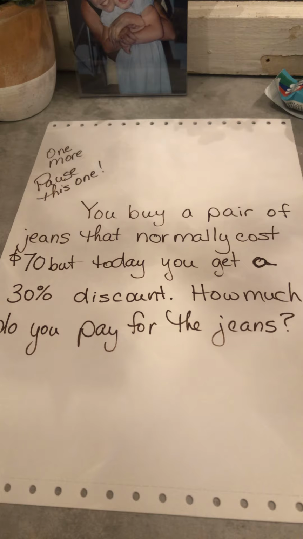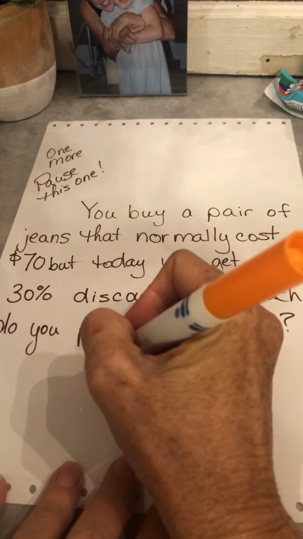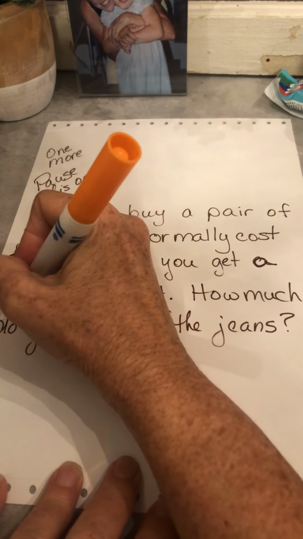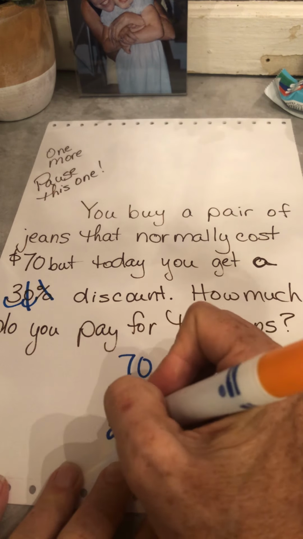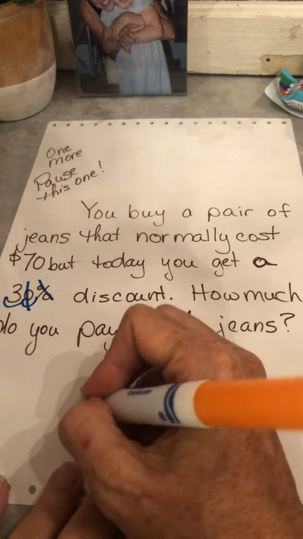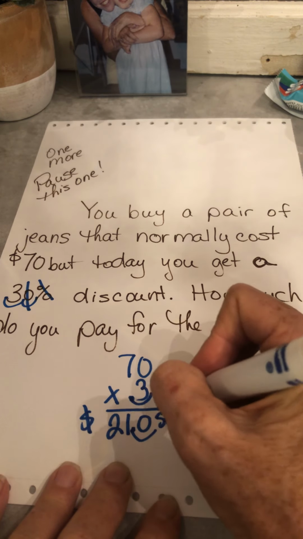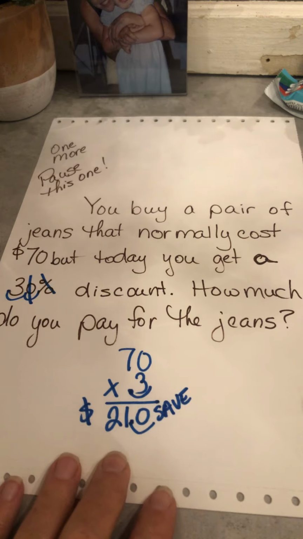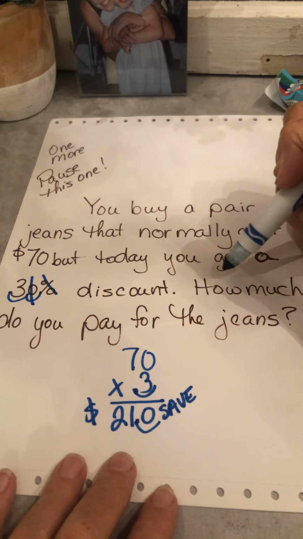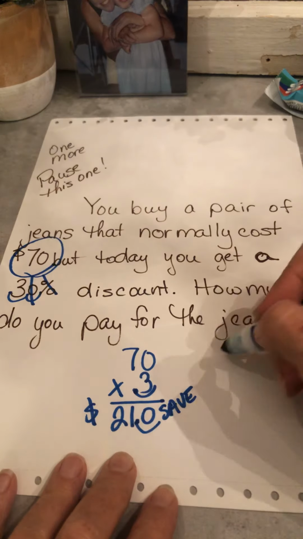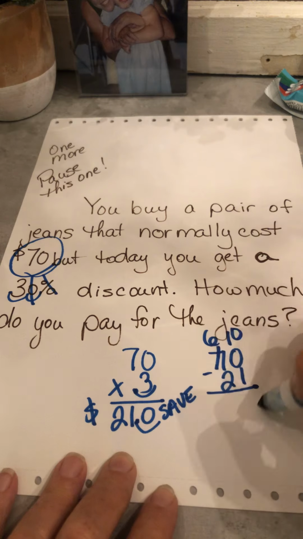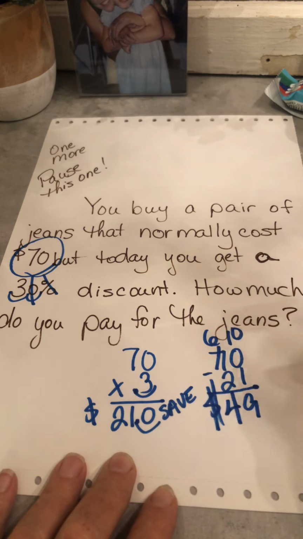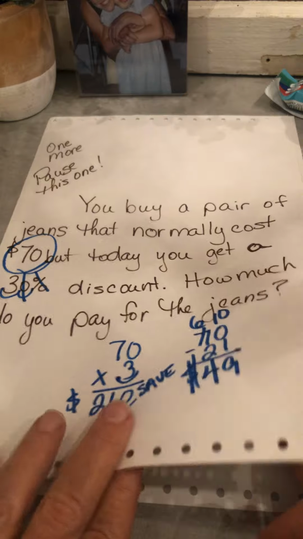Okay, so you buy a pair of jeans that normally cost $70, but you get a 30% discount. So I'm going to take my 70, move my decimal. I'm going to times it by 0.3. After I move my decimal, I get 21. That's how much I saved today, not the total. Now I go back to the original price, and the original price was 70, and I'm going to subtract 21. I get $49. So I'm paying $49 for these jeans.